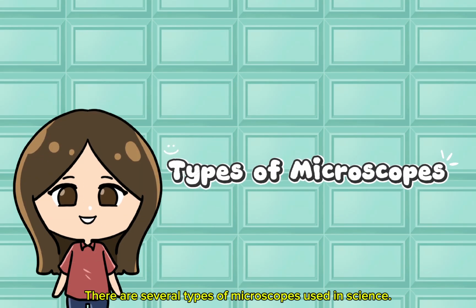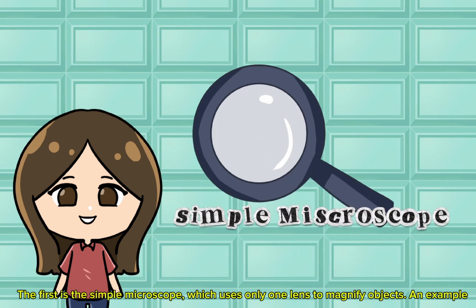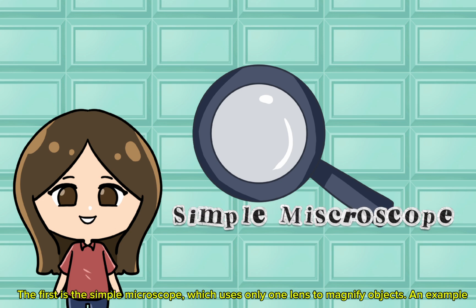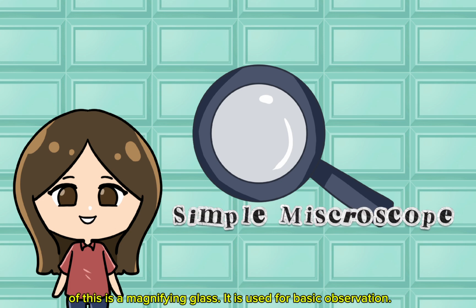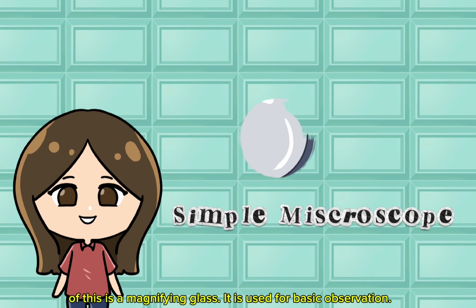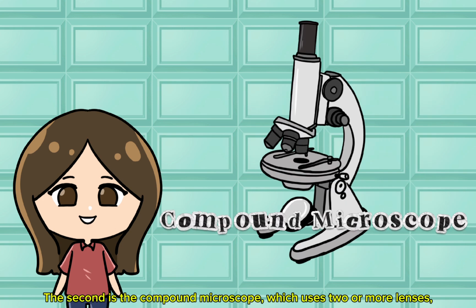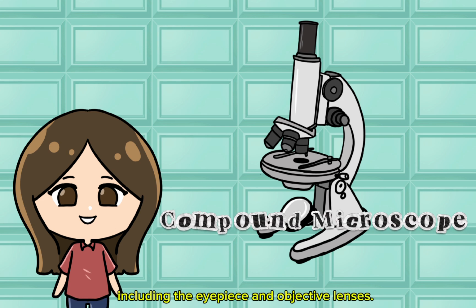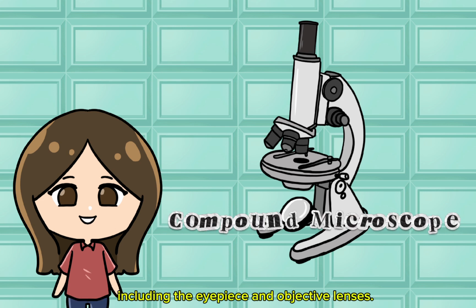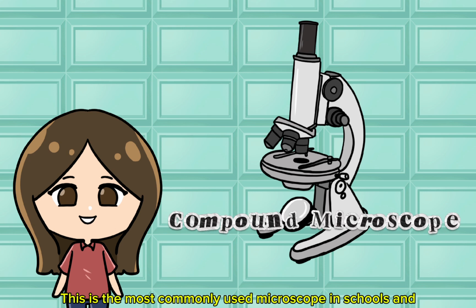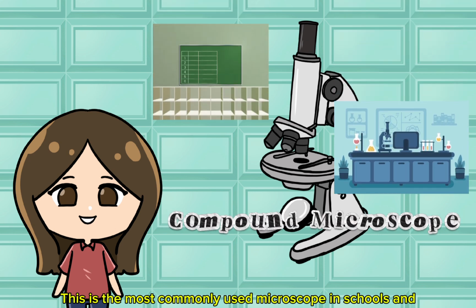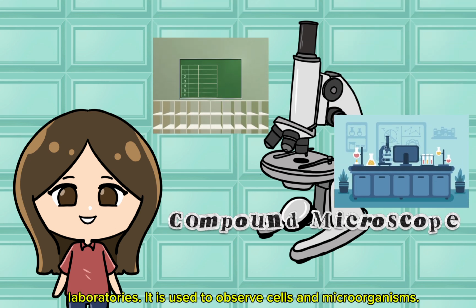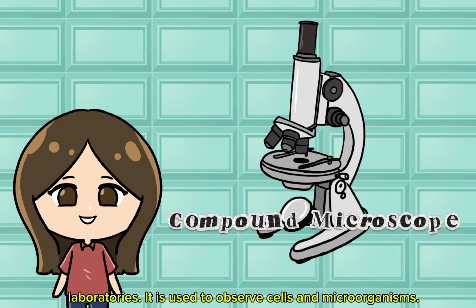There are several types of microscopes used in science. The first is the simple microscope, which uses only one lens to magnify objects. An example of this is a magnifying glass. It is used for basic observation. The second is the compound microscope, which uses two or more lenses, including the eyepiece and objective lenses. This is the most commonly used microscope in schools and laboratories. It is used to observe cells and microorganisms.